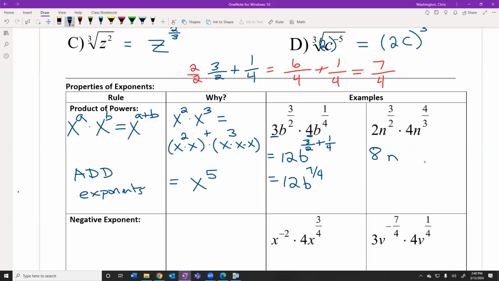All right, second example, 2 times 4 is 8. What are we going to do to the exponents? We're going to add 3 over 2 plus 4 over 3. Wow, you can use a calculator in this class. Might be helpful to know how to do that without a calculator at some point.